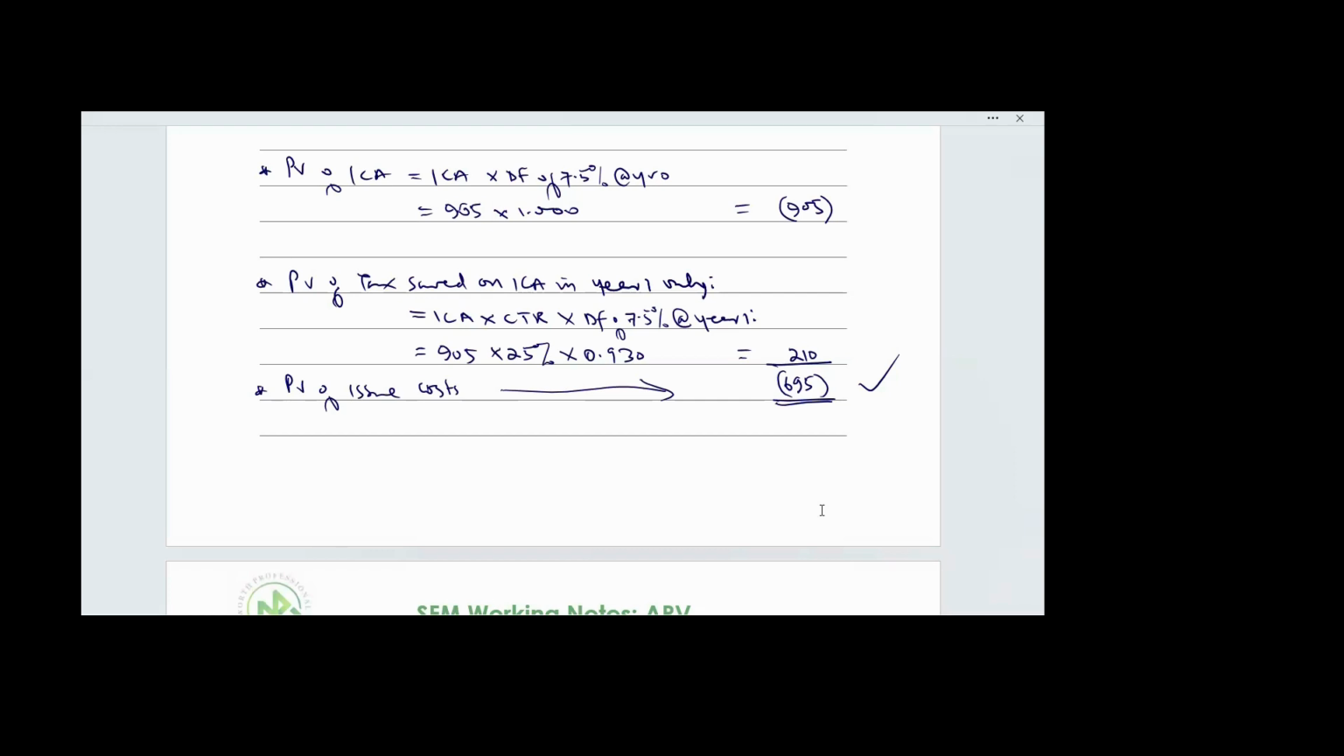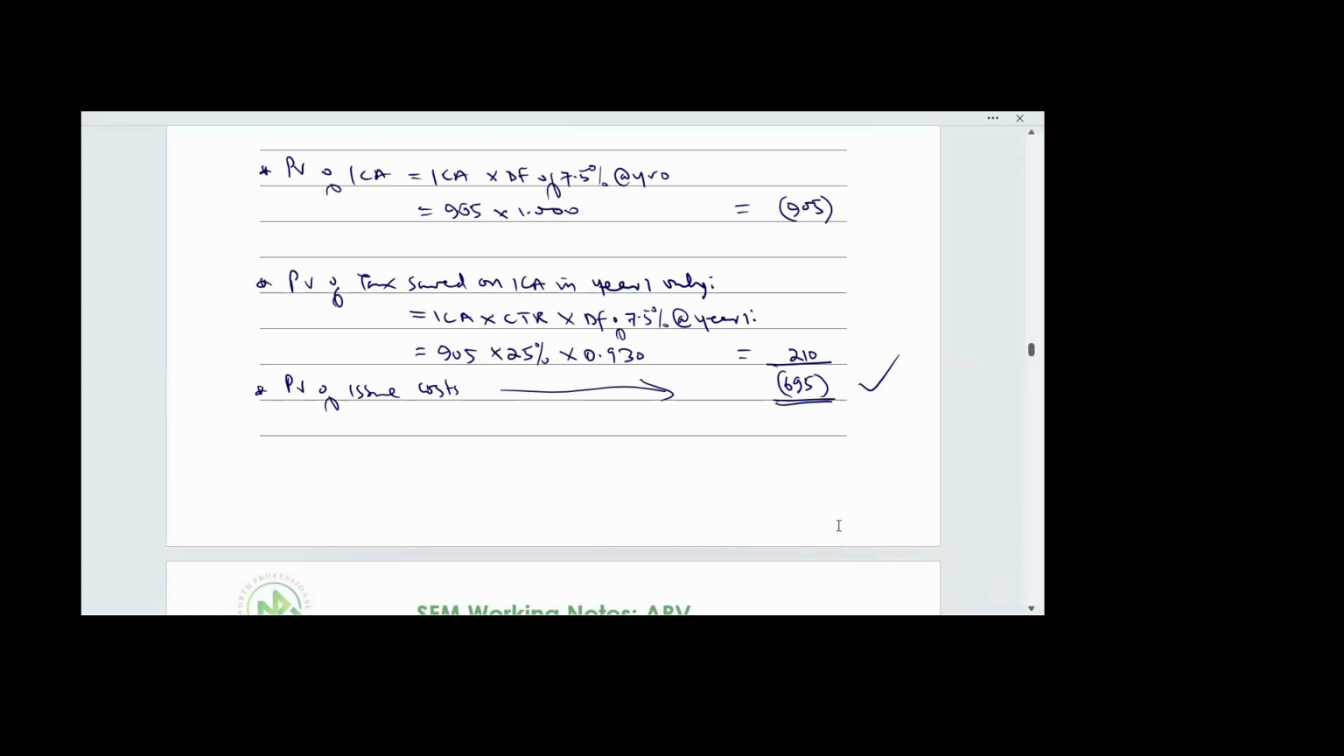So the issue cost amount is 9,005. The company tax rate is 25%. Then the discount factor of 7.5% at year one only will produce 0.930. That's how we arrive at the net amount of 695. Prosper? Yes, sir.